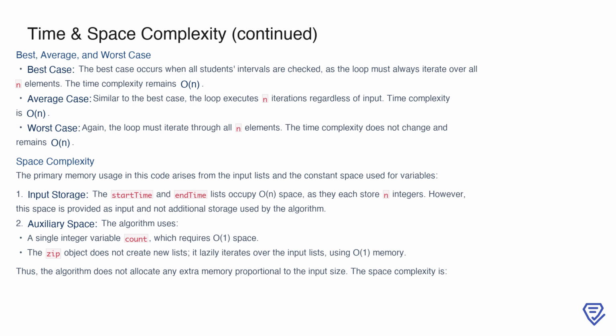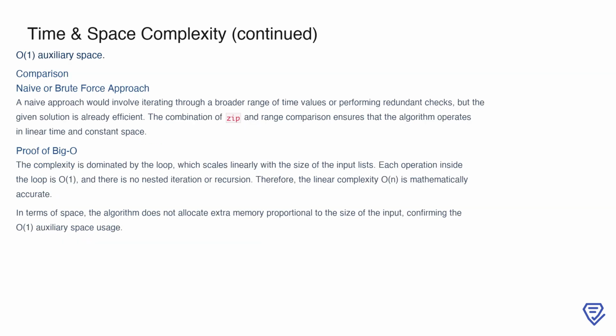For space complexity, the algorithm primarily uses memory for the input lists, start time and end time, which occupy O(n) space. However, since these lists are provided as part of the input, they don't count as additional space used by the algorithm. Other than the input storage, the algorithm only uses a single integer variable count and the zip object, both of which require constant space, or O(1). Therefore, the overall space complexity is determined by the auxiliary space, which remains constant. The auxiliary space used by the algorithm is O(1), as it does not allocate any extra memory proportional to the input size, aside from the constant space needed for variables and the zip object.